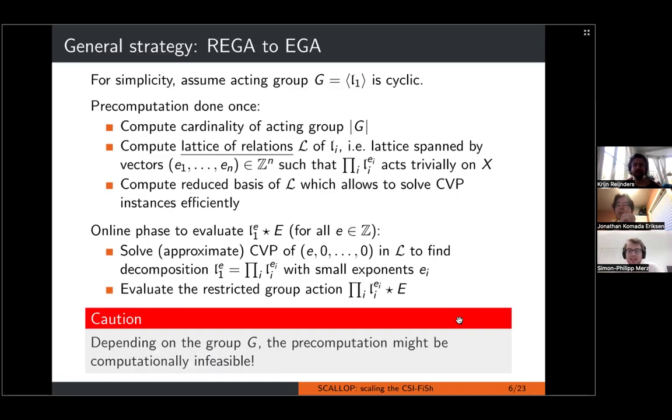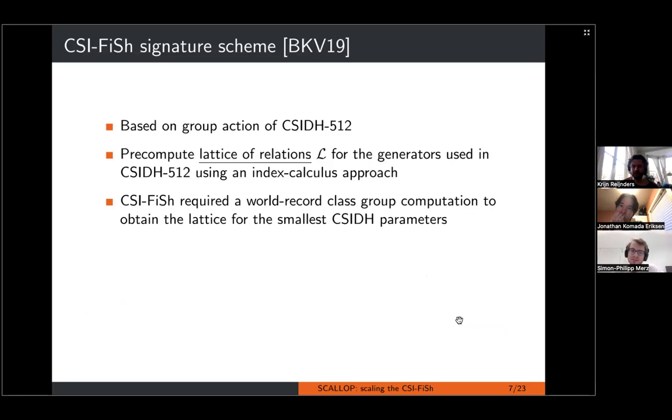So this is a nice idea, but depending on the group, the pre-computation might be quite expensive and eventually become computationally infeasible. However, this was precisely the strategy chosen by CSI-FiSh, the CSI-FiSh signature scheme. So CSI-FiSh is a signature scheme that uses these Fiat-Shamir type signatures that I summarized earlier, based on the CSIDH-512 group action, where the lattice of relations is first computed using some sort of index calculus approach, and then in the process you get as a byproduct the class number, so the cardinality of the acting group.